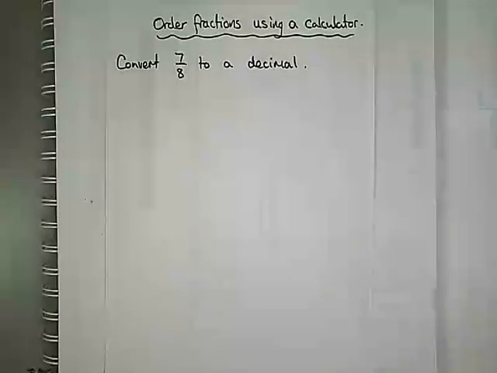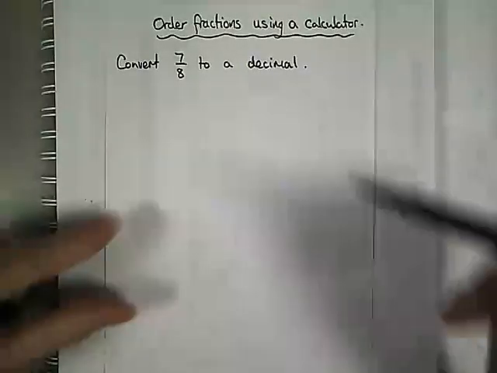Mr. Fitch here. So for today's lesson I would like us to be able to convert a fraction to a decimal using a calculator and then use that skill to start ordering fractions from smallest to largest, or in order of size depending on whether they ask for largest to smallest or smallest to largest. So first of all, let's look at how we convert a fraction to a decimal, and we can use a calculator, so it's so much easier.